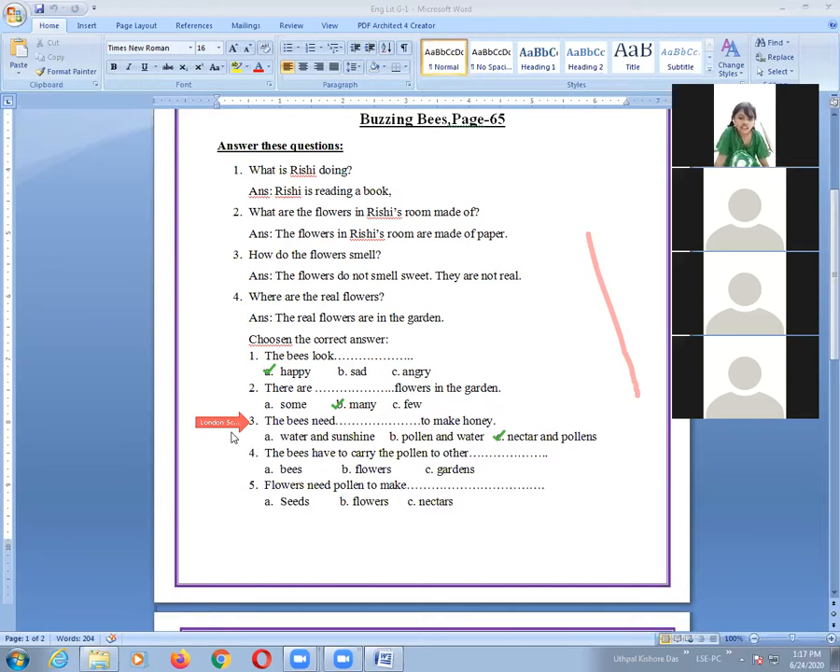Now number four. Now see here, the bees have to carry the pollen to other flowers. The answer is here, flowers.